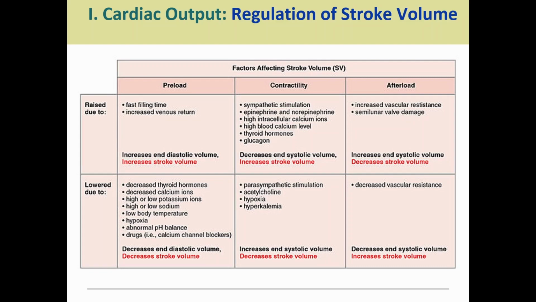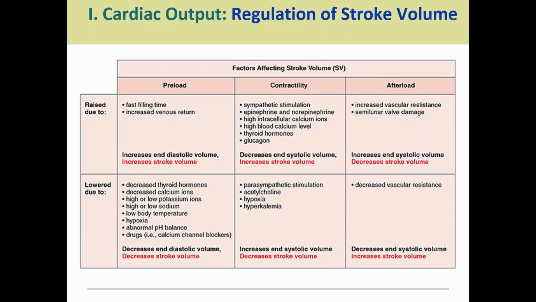And so if we're looking at things that affect stroke volume, again, we're looking at these big three. Preload, things that can raise preload, make it higher, are going to be like a faster filling time, more blood coming back from the veins. Things that can decrease preload can be like hormonal issues, like lower thyroid hormones, right? Because then lower basal metabolic rate. Electrolyte imbalances of sodium, potassium, or calcium, low body temperature, low oxygen, pH problems, and then certain medications.